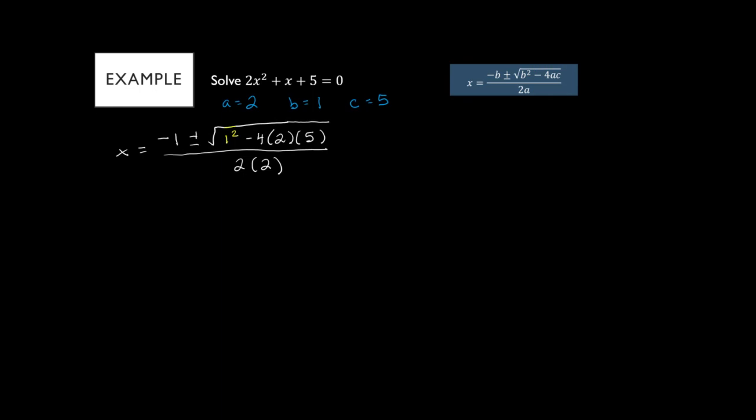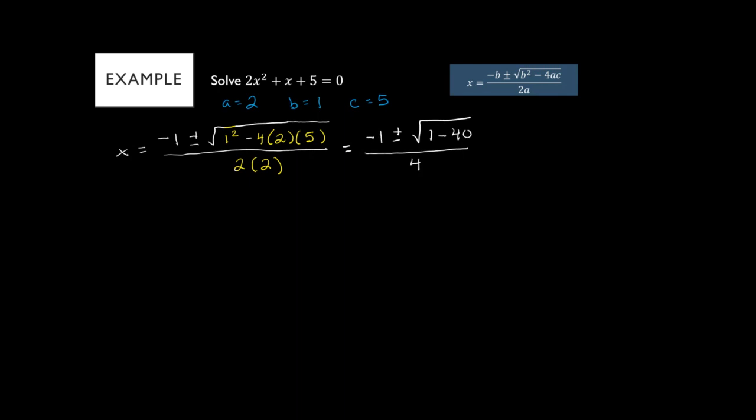So I'm going to square my 1, which is just 1. And I'm also going to do this multiplication at the same time, and this multiplication at the same time. Just easy enough to do, saves some steps. So I've got -1 plus or minus the square root of 1 squared, which is 1. Then we have our minus, then 4 times 2 is 8. 8 times 5 is 40. And then 2 times 2 gives us 4 in the denominator.